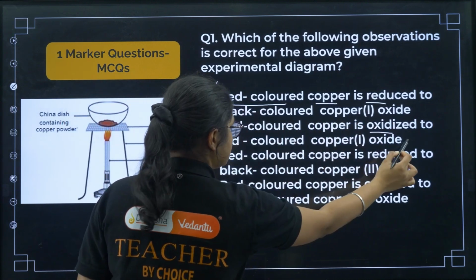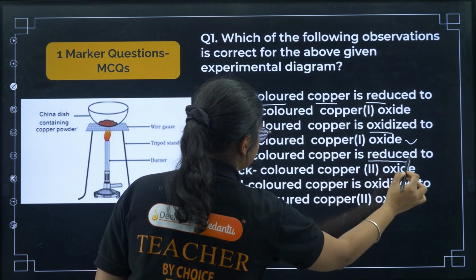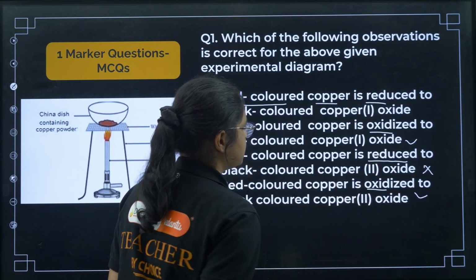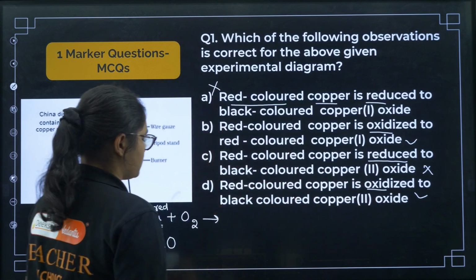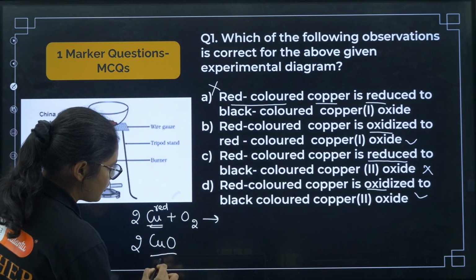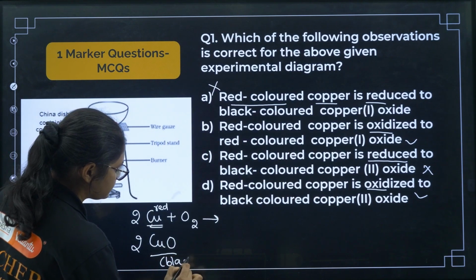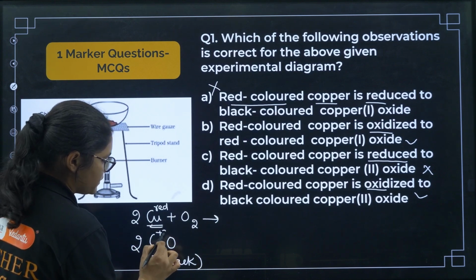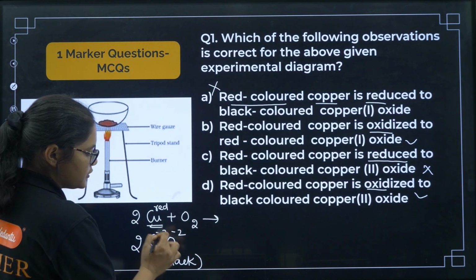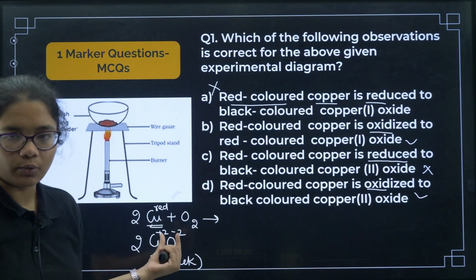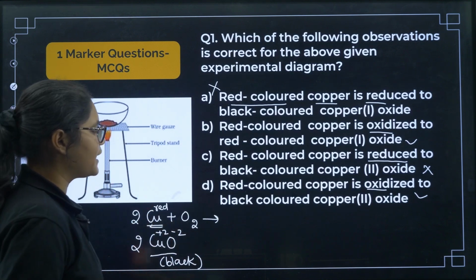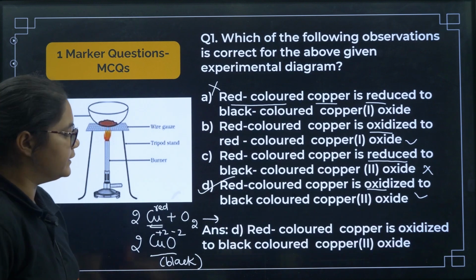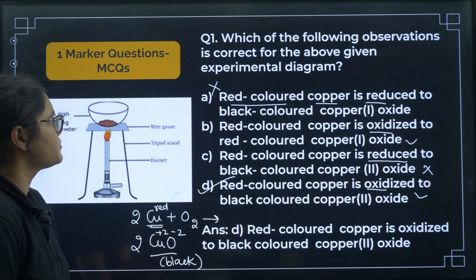This can be the answer. Again, red color copper is reduced is also wrong. Red color copper is oxidized, so this can also be there, but it says to red color copper oxide. If you see here, this copper oxide is black color. The oxidation state, or I can say the charge of copper here is +2 and -2. So if we crisscross, we get CuO. So it is oxidized to black color copper oxide. The correct answer for this will be option number D. Okay, so that is the answer.